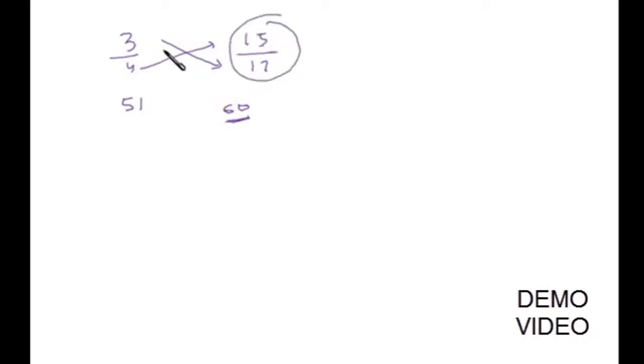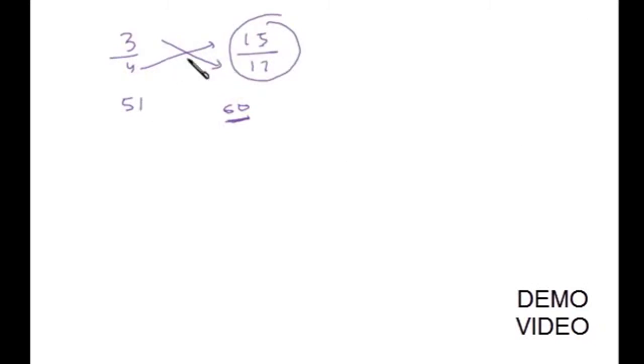Now further, the next thing is comparison of fractions, that is comparison of proper fractions. I have already discussed this technique, but let's have a quick recap. Suppose we have a fraction 3 by 4 and a fraction 15 by 17. If I have to make the comparison of which one is bigger, you just go for cross multiplication. 3 into 17 is 51, and 4 into 15 is 60. So 60 is bigger definitely, so 15 by 17 will be greater than 3 by 4.